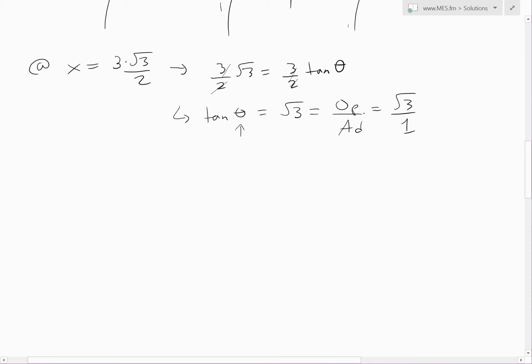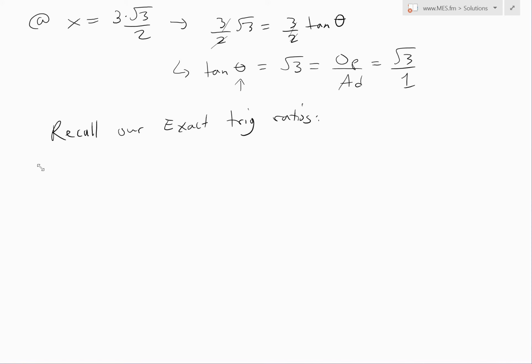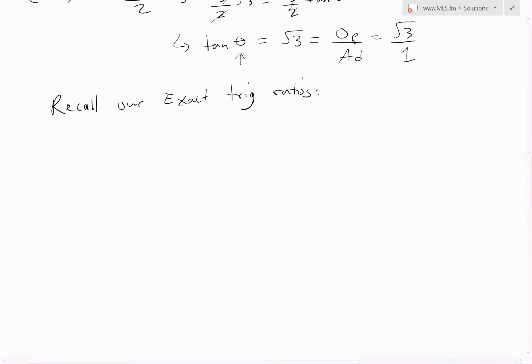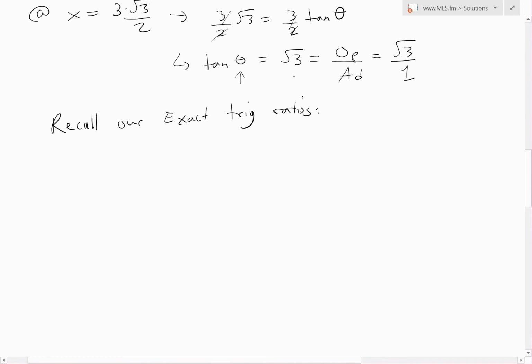And now this is in the form of the exact trig ratio. Now if we recall our exact trig ratios, which I did a while back in my earlier video, basically using this square root 3 over 1. So let's just draw an angle like this. Well, square root 3 is greater than 1, so I'll write that first. Square root 3 is greater than 1, so the angle is going to be something like this.